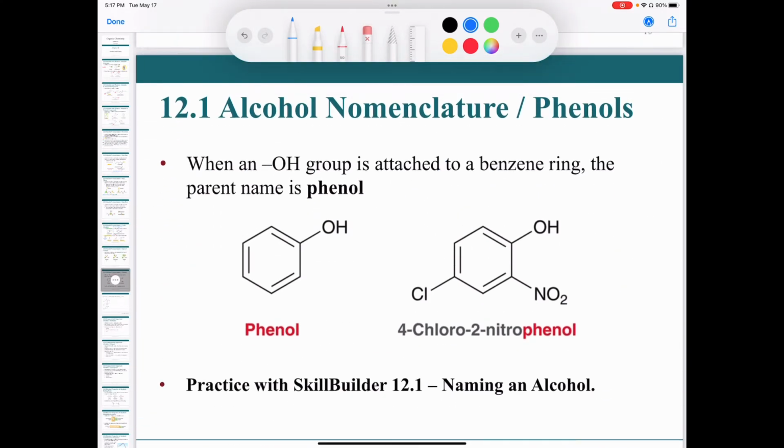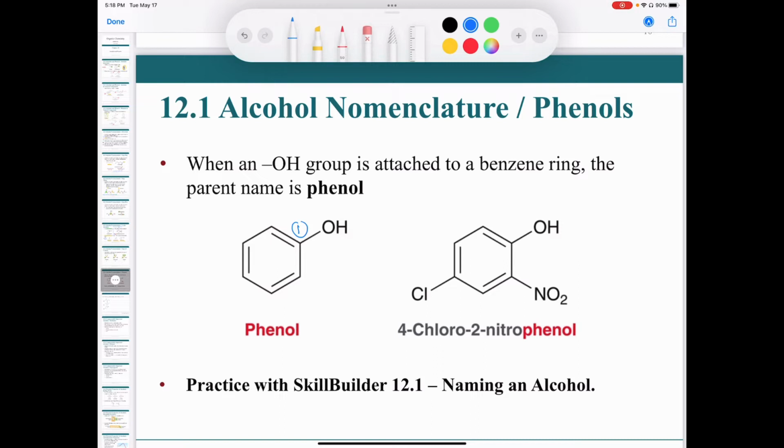What about phenols? We talked about them. How do we name them? Well, when a hydroxyl is attached to a benzene ring, again, we call that a phenol. We designate the carbon that has the hydroxyl attached to it as carbon number 1, and depending on the substituents, we number them in such a way that we provide the lowest possible numbers for those substituents.